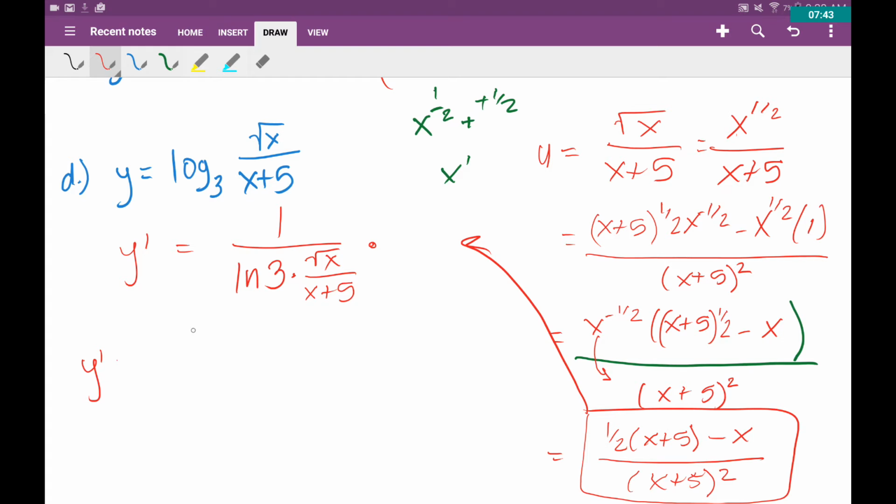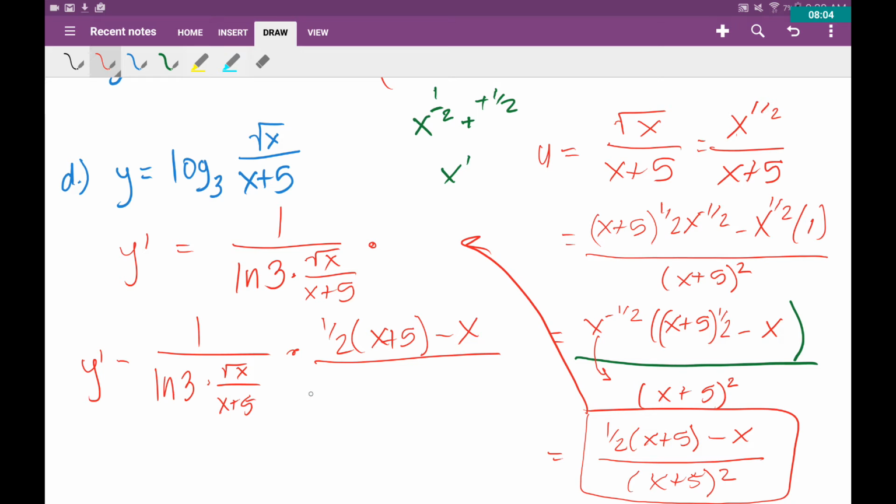Y prime equals 1 over the natural log of 3 times the square root of x times x plus 5 over x plus 5 times 1/2 x plus 5 minus x all over square root of x times x plus 5 squared.